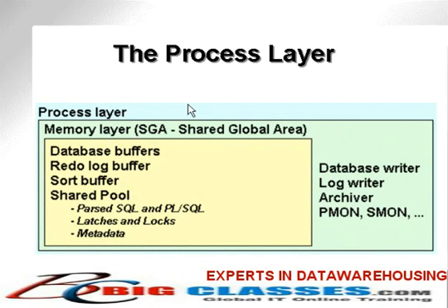The process layer. The process layer more or less sits on top of the memory layer. The process layer are the processes which communicate, for instance, between the buffers and the database files. The database writer communicates between the database buffers and the data files. The log writer communicates between the redo log buffer and the redo log files. The archiver writes from redo log files to archive files. There are many other processes such as pmon and smon. For our purposes, SQL and PL/SQL, we don't need to go any further.